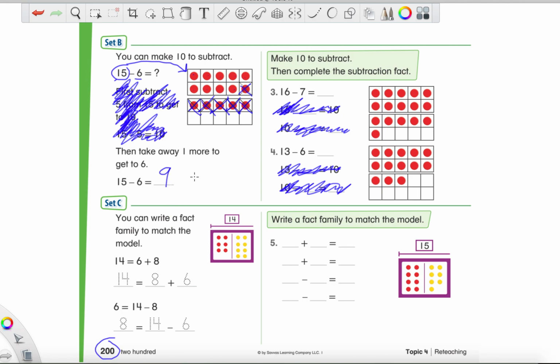Alright? Now go ahead and try number 3 on your own. You guys should be able to get this done pretty fast because I'm not having you do all this craziness below. Alright? So go ahead and do number 3.